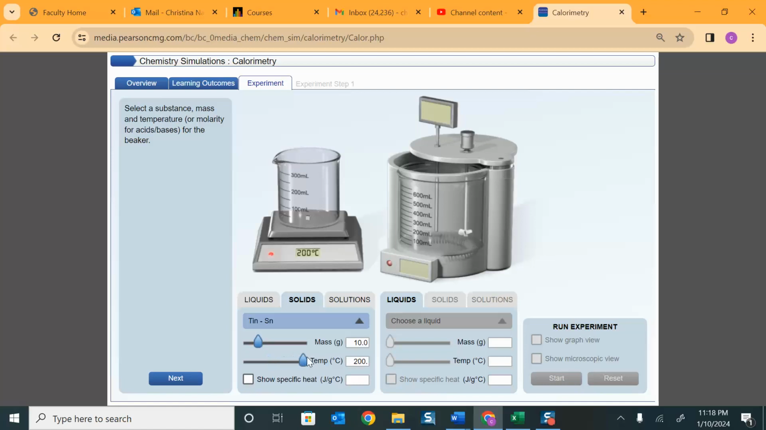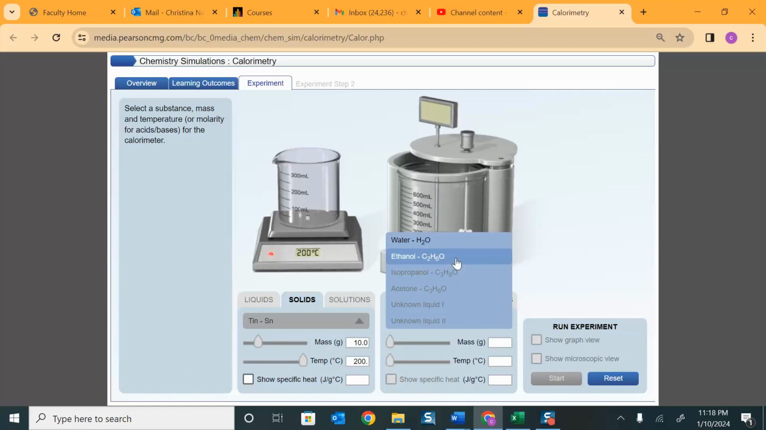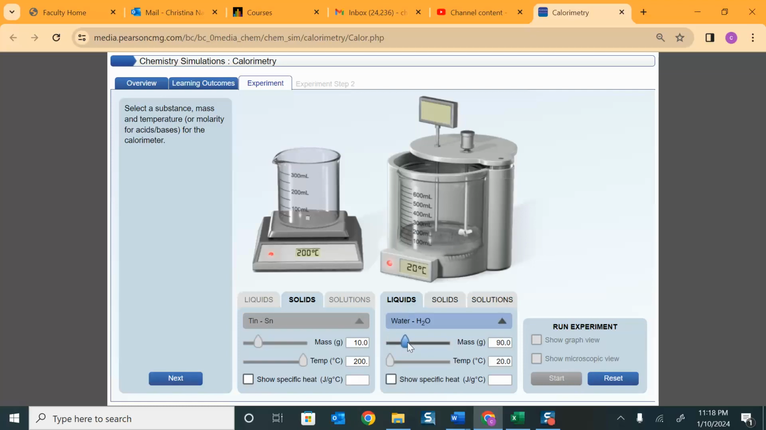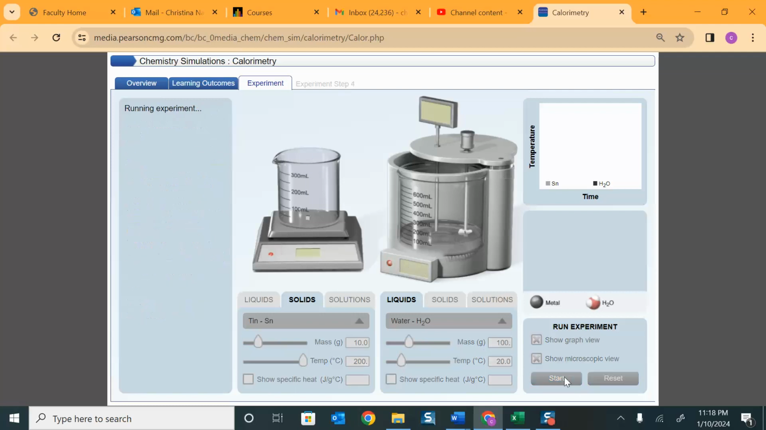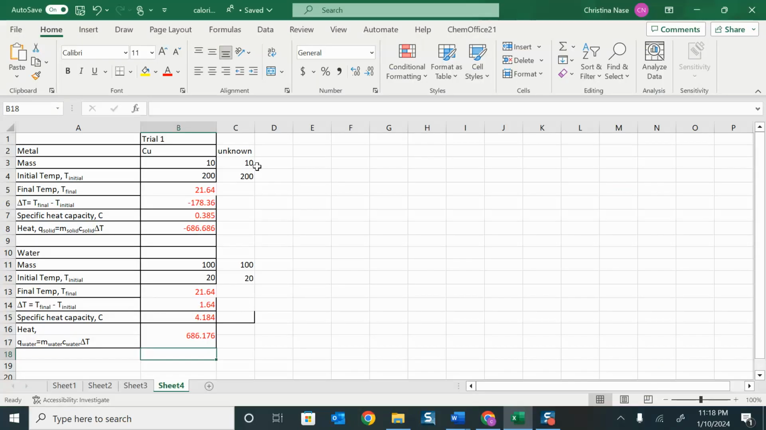and initial temperature of 200. So this is an unknown, where we don't know what this is, so I'm not going to click that specific heat button. And then for water, we will set our mass to 100, and our initial temperature is going to be 20. Go to next. If you want to watch the video there, that's fine. So I started at 200 for my metal, and my water is at 20. So I have those temperatures recorded, 10 for my mass, 200 for my temperature, 100 for the mass of the water, 20 for the temperature of the water.